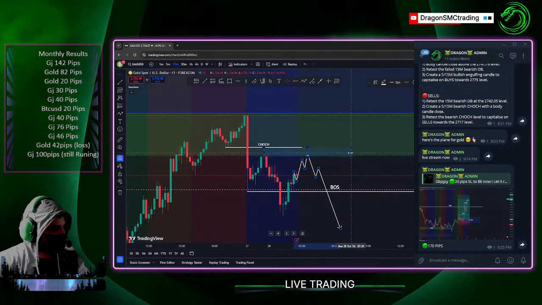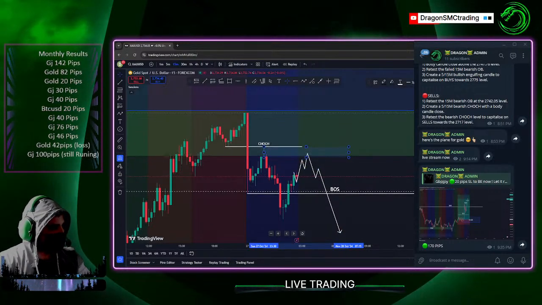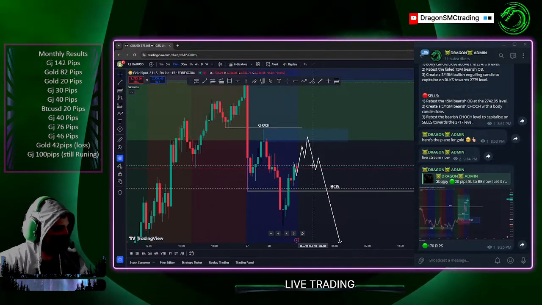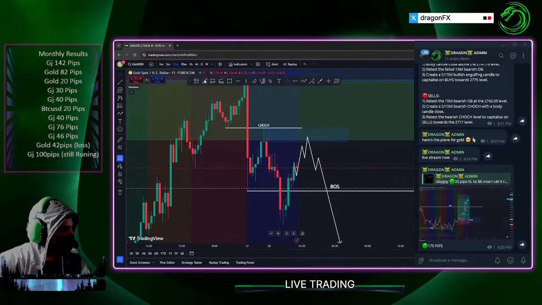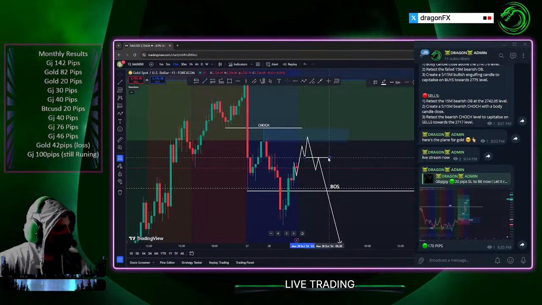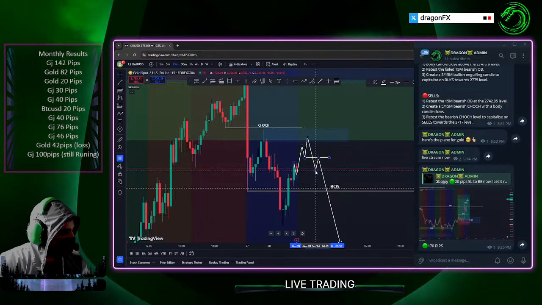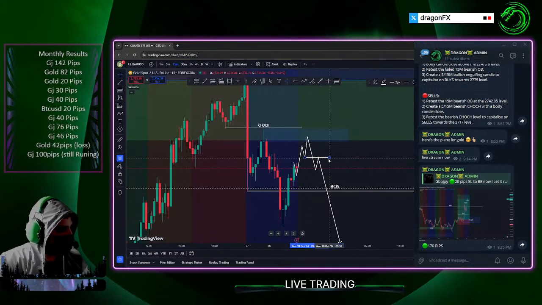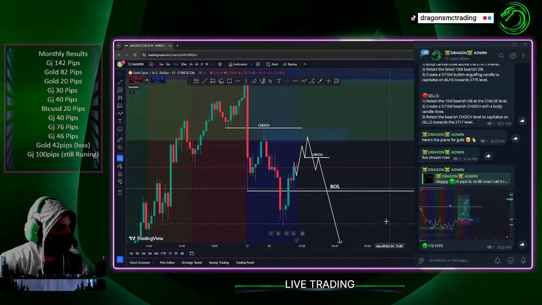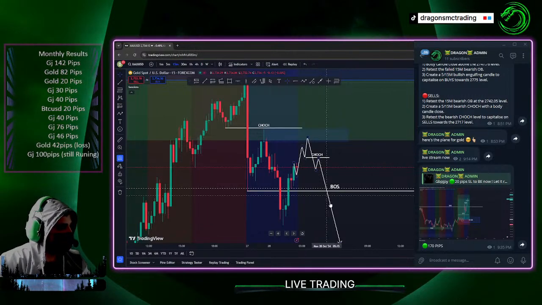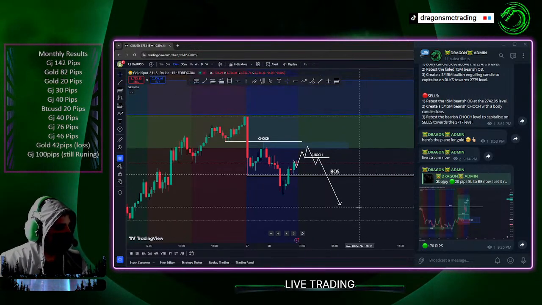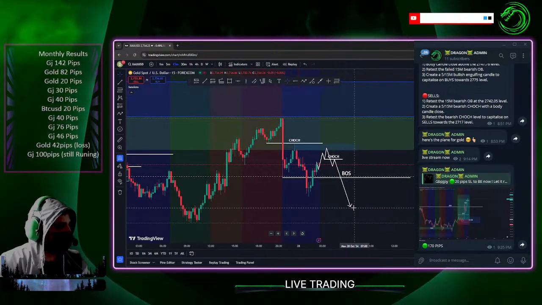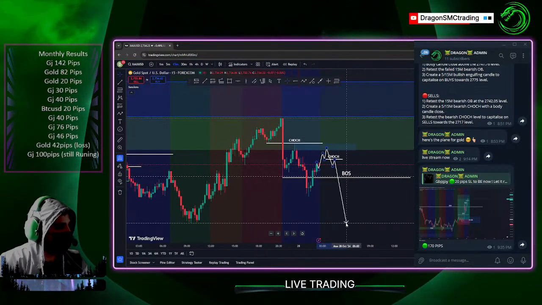Retest this OB, the 15-minute bearish OB, and create a 5 or 15-minute bearish change of character, shifting from bullish to bearish by creating a change of character with a body candle close. Retest to look for some sells, continuing the trend to the downside, targeting this low right here.